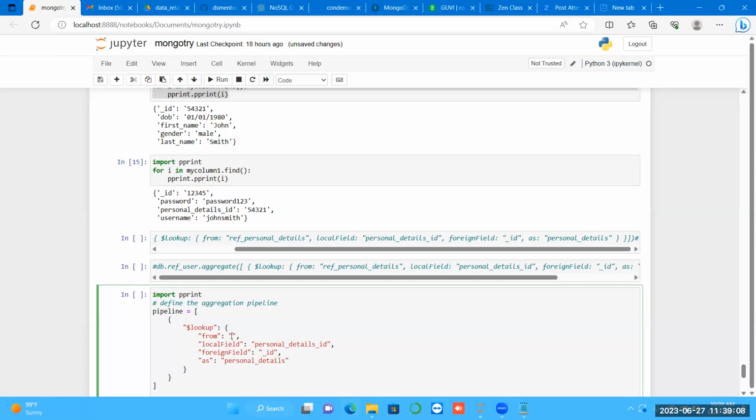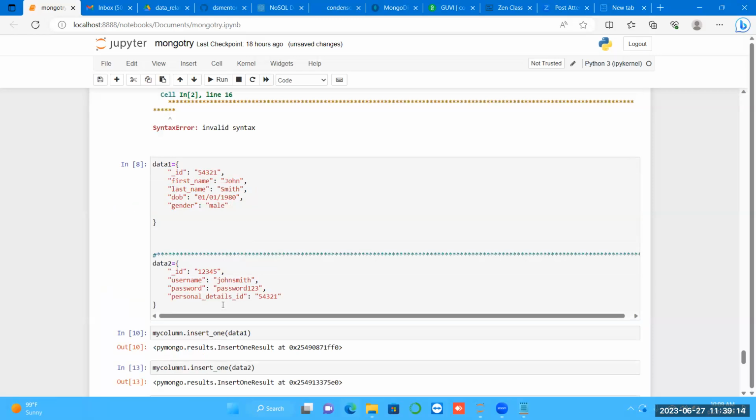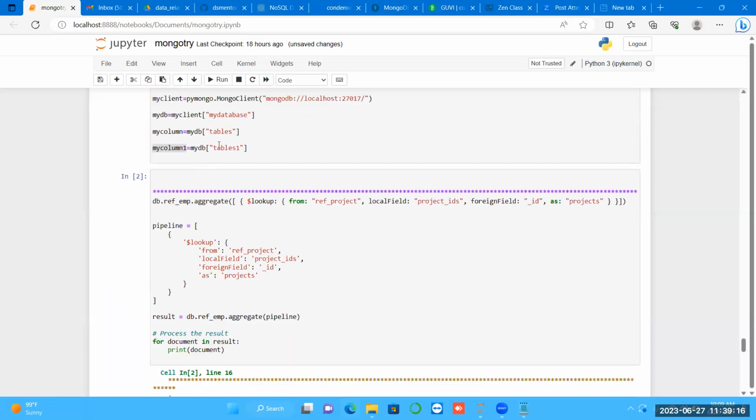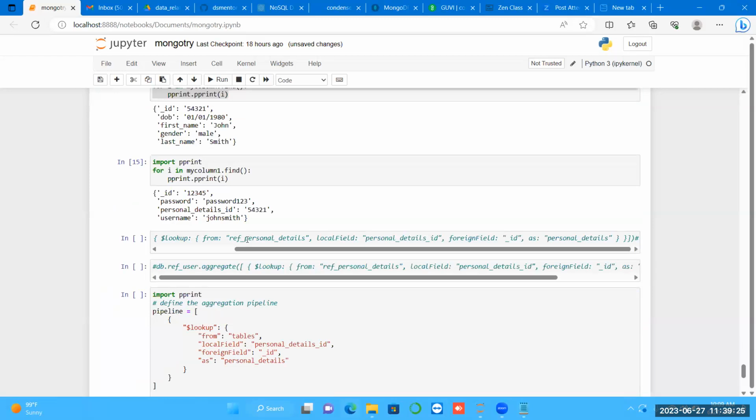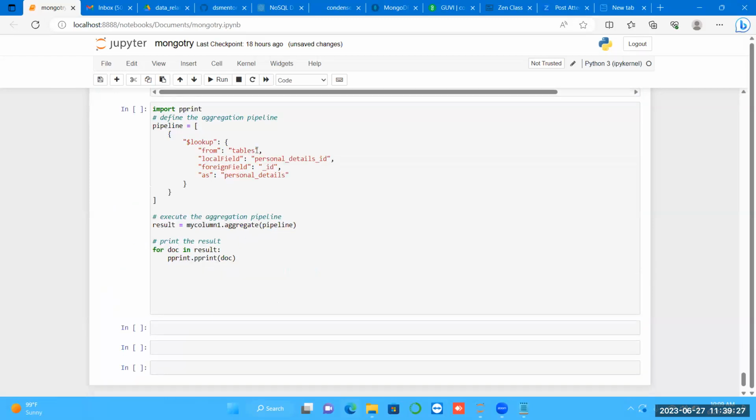Don't worry, just think. Tables 1, I think so. Always remember you are doing it in Jupyter Notebook. So the table name should be according to the Jupyter Notebook, not inside. Yeah, my column 1. So don't get confused. Try to digest this part.